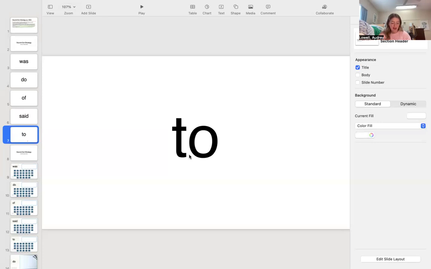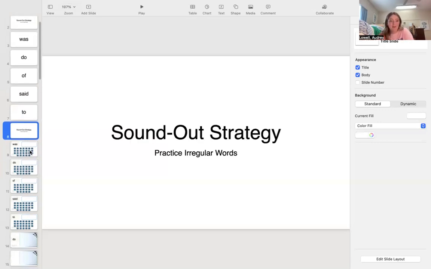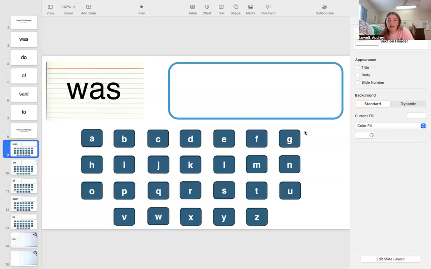To. Now it's your turn to sound out this word the regular way by saying the most common sound for each letter. T. Oh. But how do we actually say the word? To. Again, how do we actually say it? To. Yes. Okay, now I'm going to give each of y'all magnetic boards so that we can practice spelling these words.